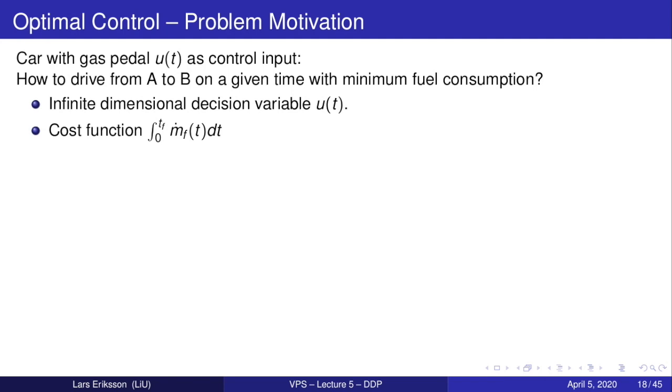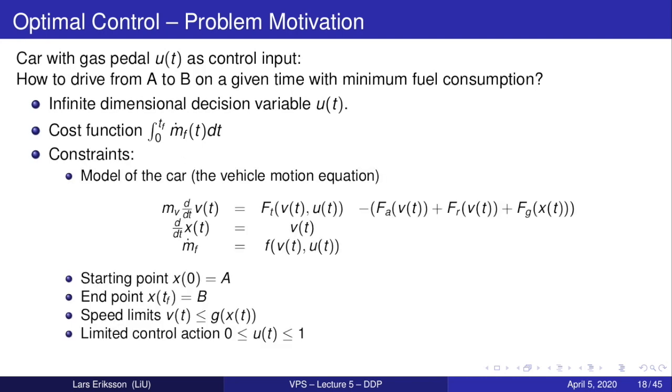The thing that differs is that the cost function usually depends on an integral of some state. A scalar can also be added, but for this particular problem it's more natural to work with the total fuel consumed, which is the integral of the mass flow. Mass flow is denoted with a dot over the m.